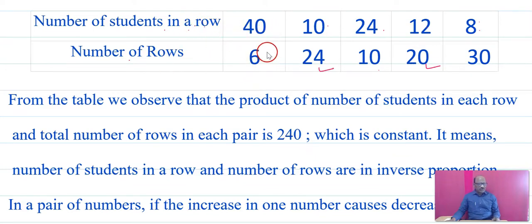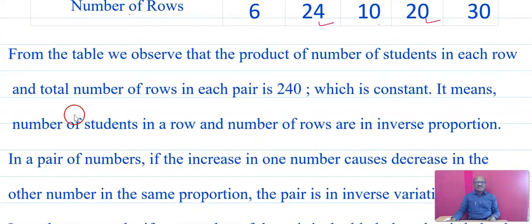If you take their product, 40 into 6, you will get 240. 10 into 24 gives 240, and 24 into 10 again gives 240. In this way, the product is a constant.